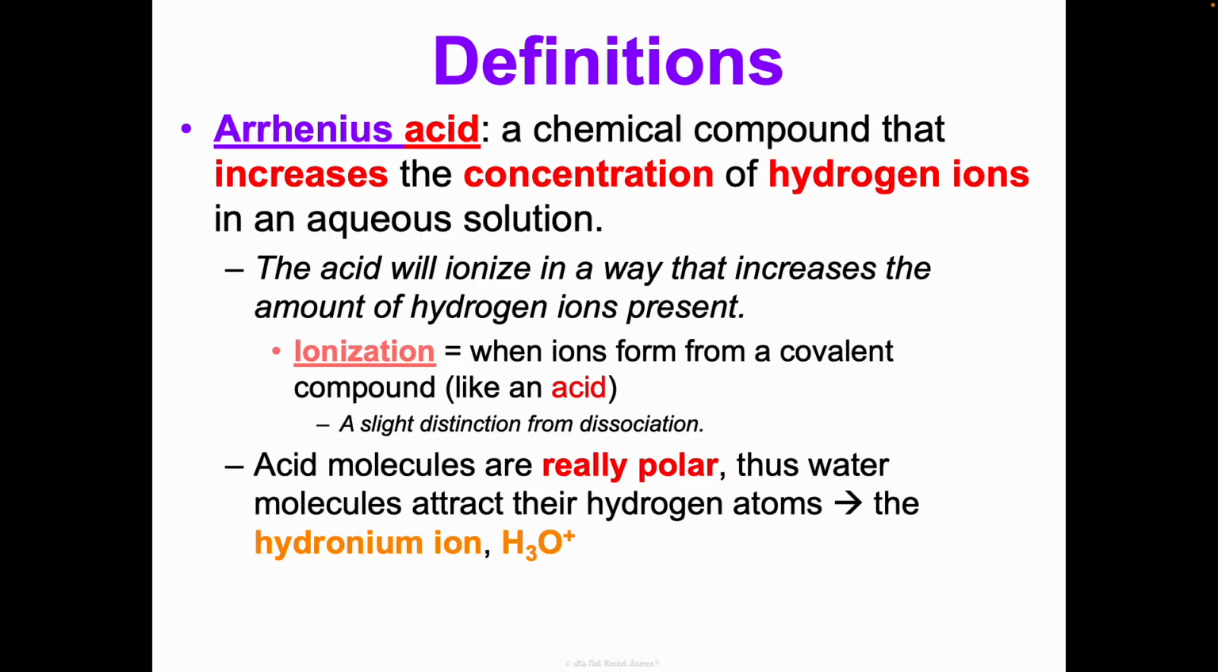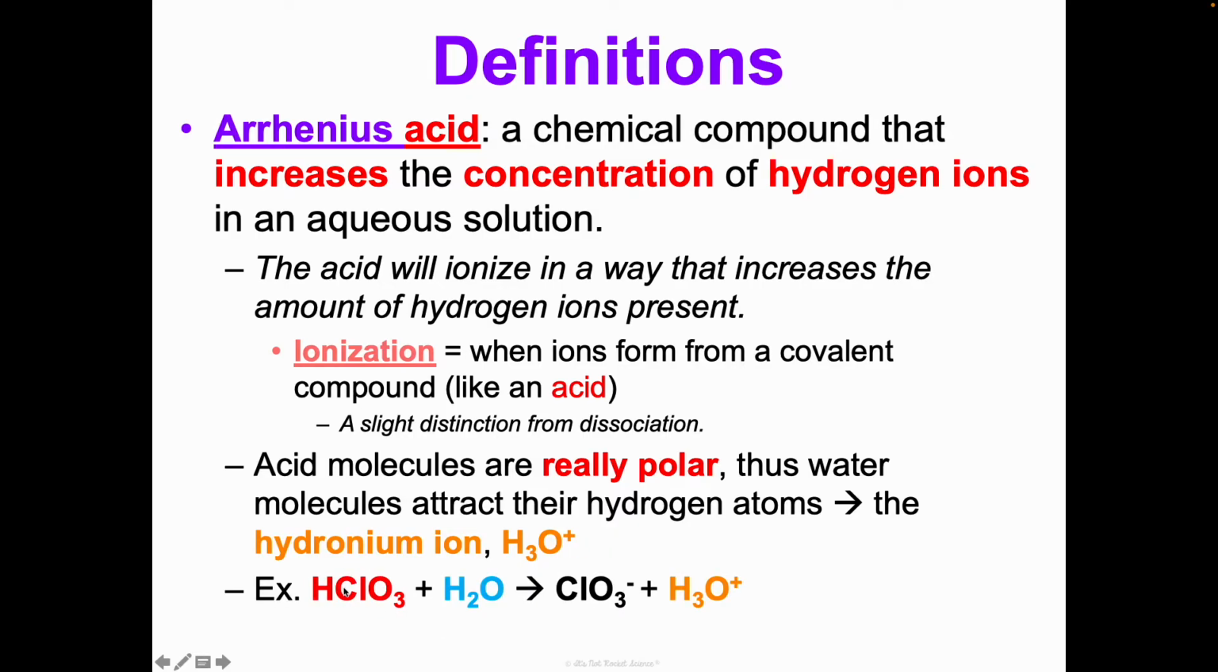Like I just said, acid molecules are really polar. Some are more polar than others. Thus, water molecules attract their hydrogen atoms, because remember, water is polar. Water will pull in those free hydrogen ions that the acid adds to the solution, and that's how we get this hydronium ion, H3O+.